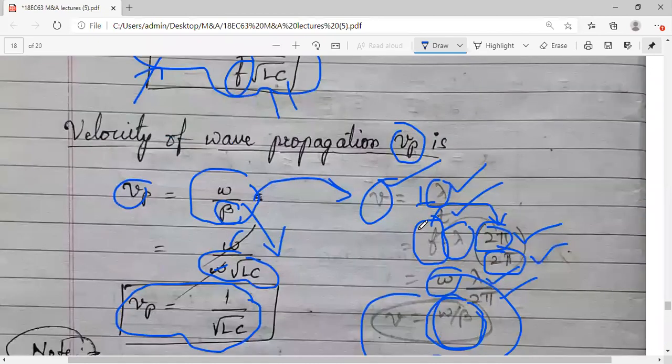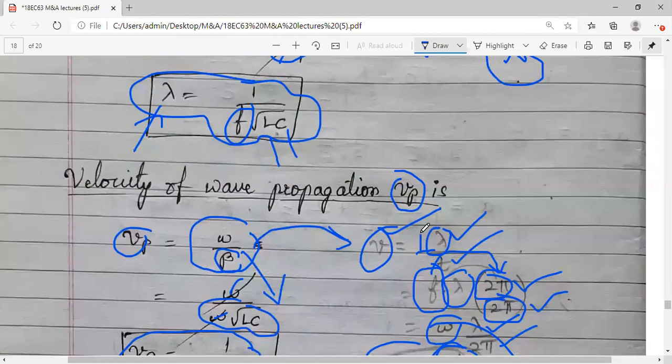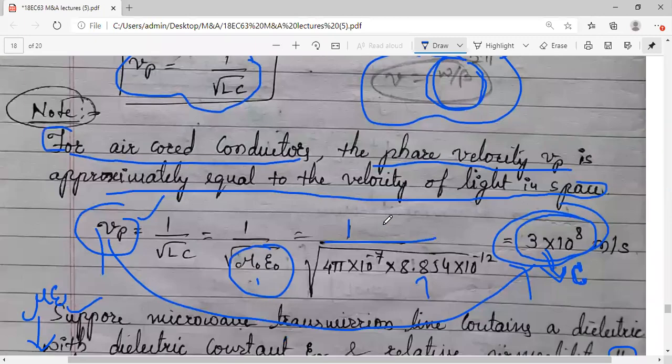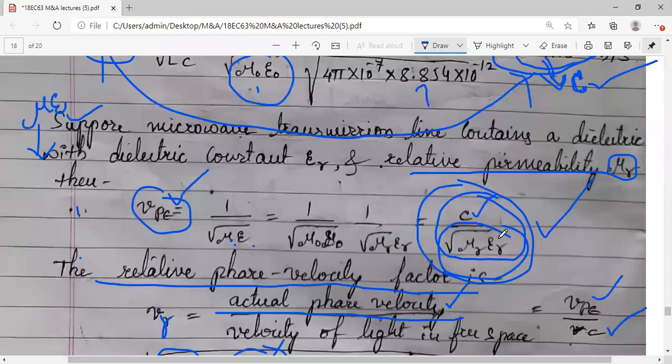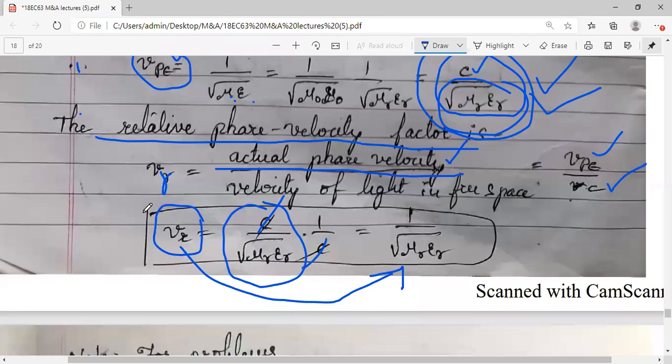One is for lambda, the wavelength. The other one is for velocity, Vp. Along with this velocity, we have seen for air core conductors it is equal to c, and for a general medium it is equal to c into something, that is, 1 by square root of mu naught mu r into epsilon r. And the relative phase velocity factor Vr is 1 by root of mu r epsilon r. These are the equations.